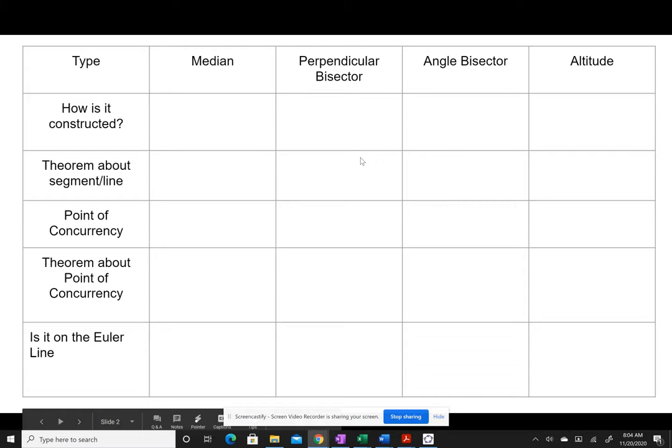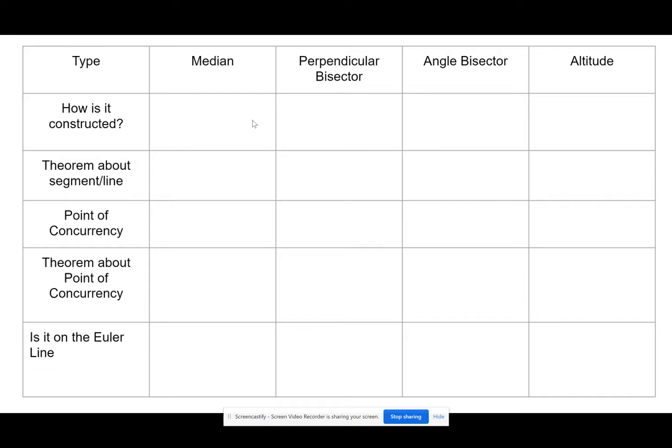Okay, I just wanted to take a second to go through all the different information you need to know about the median, perpendicular bisector, angle bisector, and altitude in a triangle. The first is you need to make sure you know how to construct each one. A median, remember, is the segment from the midpoint of a side to the opposite vertex.